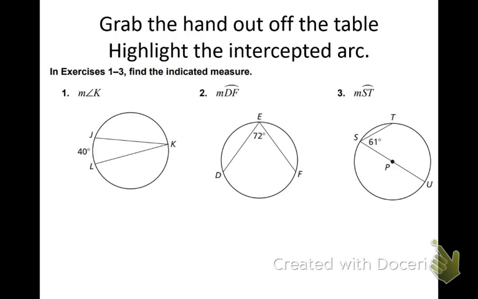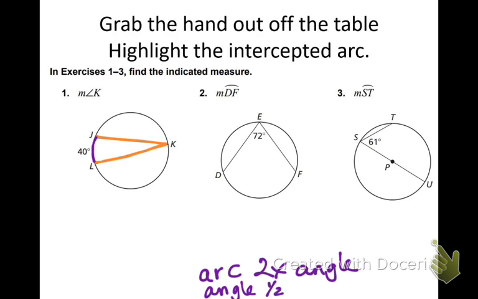Good. All right, so we're finding the measure of angle K. What arc corresponds with angle K? Give me the two letters. LJ, JL. All right, so we already have the arc. If you remember, the arc is double the angle, and the angle is half the arc. So half of 40 is 20.